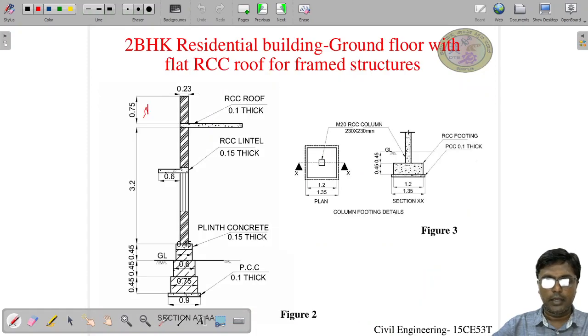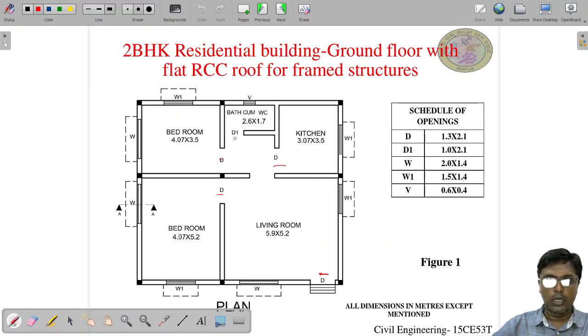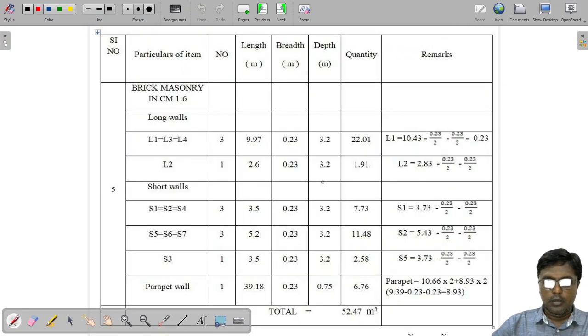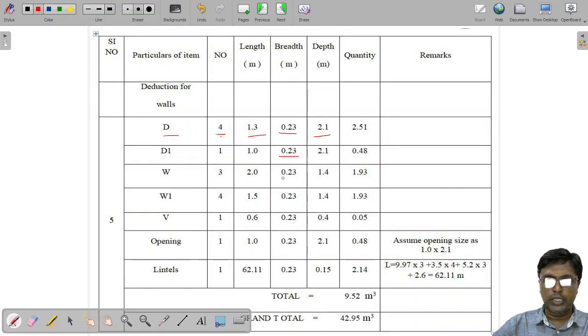Likewise all the remaining. D1, how many do we have? We have only one D1. And we have 3 W's, 1, 2, 3 W's, and 4 W1. Likewise for all the openings, the schedule, the length and the depth are given. So we will use the same. Only thing is we have to use 0.23 as the standard breadth. Also the ventilator we will deduct, which is 0.6 into 0.4, only 1 in number. So we have to deduct this from the quantity of the total brick masonry.